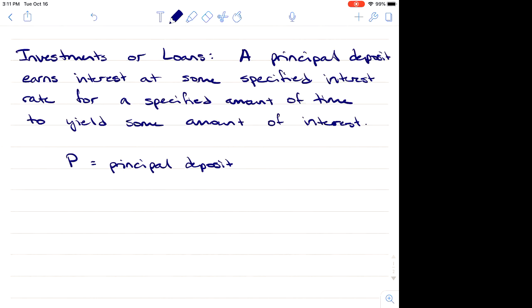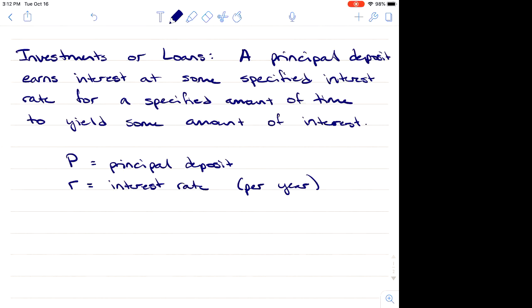Okay. Then there's some specified interest rate. So the interest rate we're going to denote by a lowercase r. Okay. So that is the interest rate per year. And you'll see that that's going to be important later. But sometimes I'll tell you that it was 1% per month, right? So then we would have to convert that to 12% per year, right? Because r has to be per year.